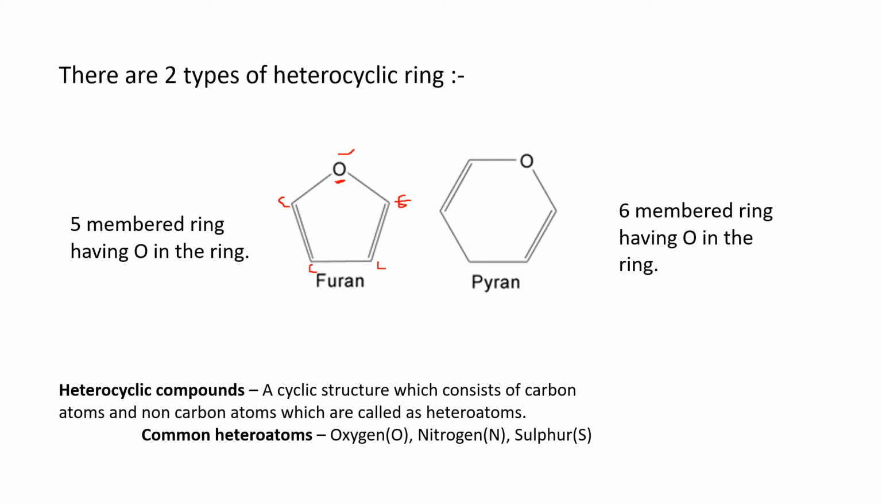So this ring is a heterocyclic ring, and if it is a 5-membered ring having an oxygen atom in it, then it is termed as furan ring. On the other hand, if we have a 6-membered ring having an oxygen atom in that ring, then it is known as pyran ring. You can see there are two types of different atoms present in this ring also. Here is the oxygen atom, and at the rest of the positions carbon atoms are present.